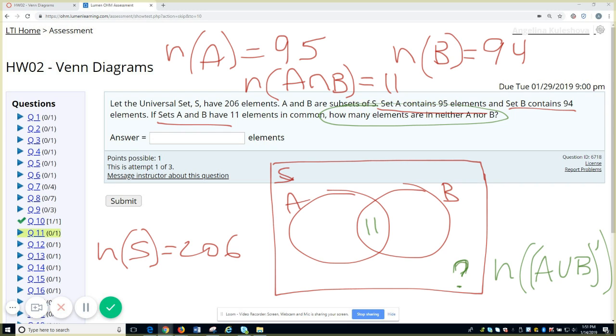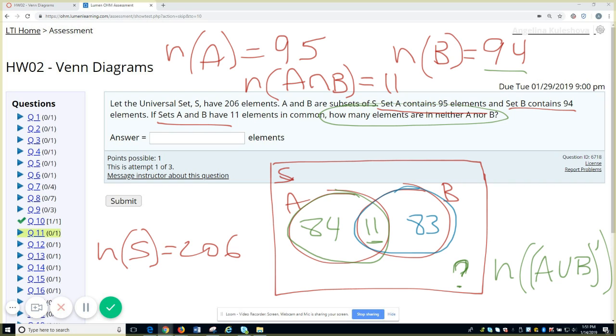Okay, so let's break this down. We know that the total number of elements in A is 95. However, 11 of those 95 elements are also in B, what we found right here. Therefore, there's only 84 elements that are just in A. Now, we also know that there's 94 elements in B, so same idea. There's a total of 94 elements, but 11 of those are in A, so there's 83 in just B.